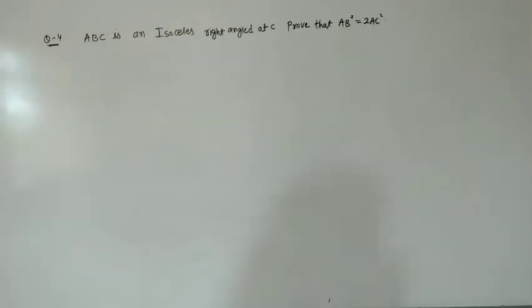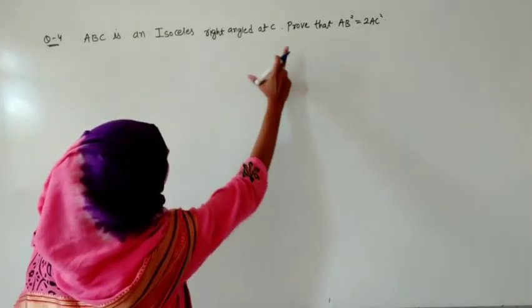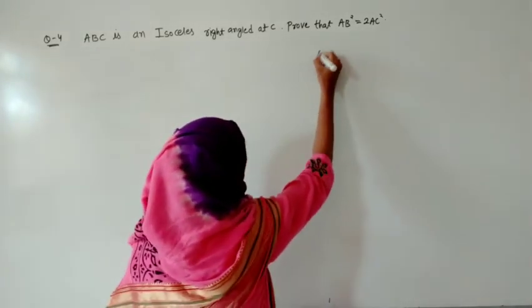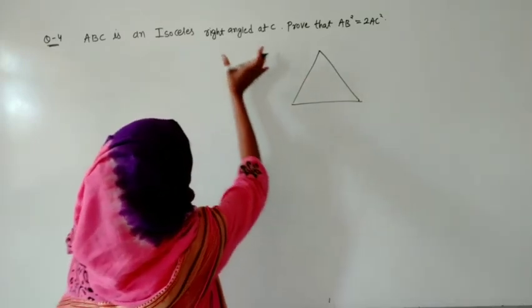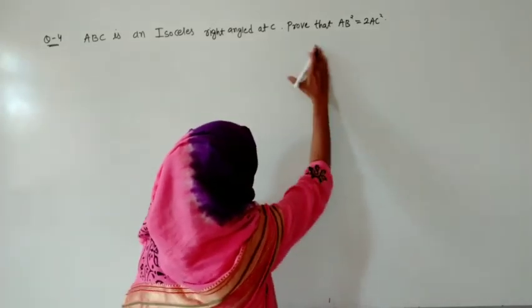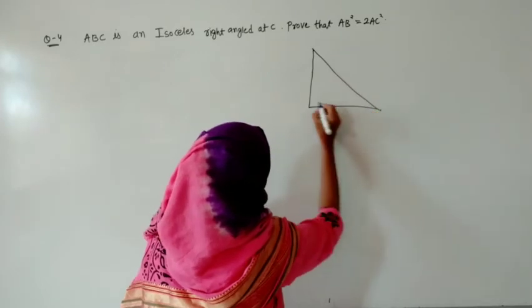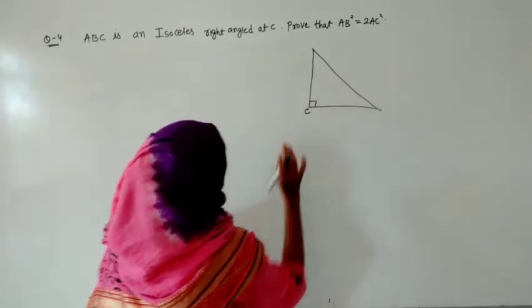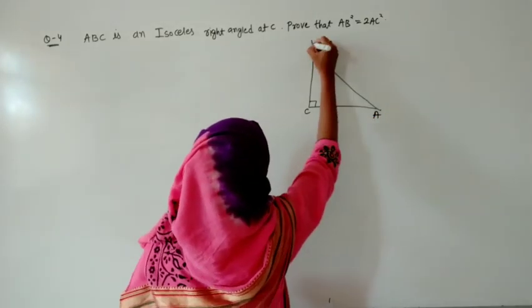So here is a very easy question. Let us read the question. This can be asked in 2 marks only. ABC is an isosceles right angled triangle. The main thing is that it is isosceles, so we can't draw it likewise, because they told us it is isosceles as well as right angled at C. So how will we draw it? We will draw it in this manner. We will show angle C as 90 degrees. Let us give A and B over here.